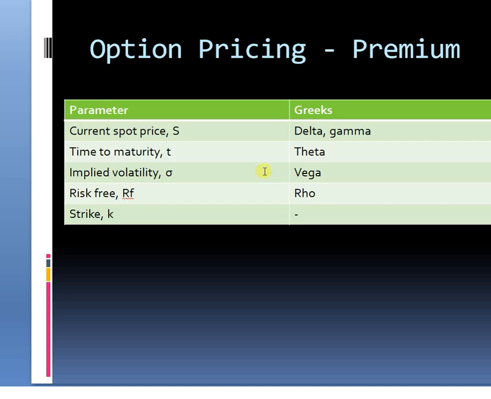Today we want to talk about option Greeks. Basically, it means what happens when all these underlyings change and what's the impact on the option price. The Greeks that we're going to talk about are delta and gamma, which refer to the changes in the spot price on the option price, then theta, vega, and rho. There's no Greek for strike because strike doesn't change.